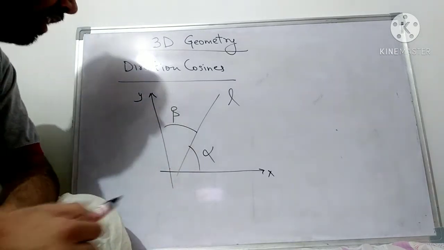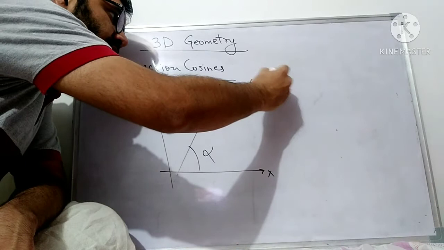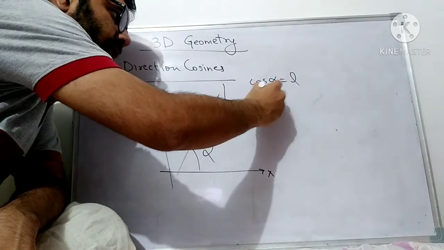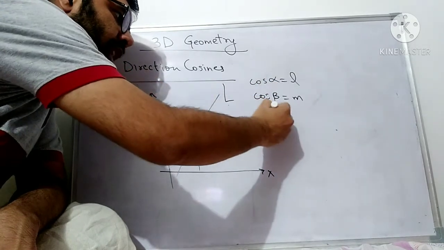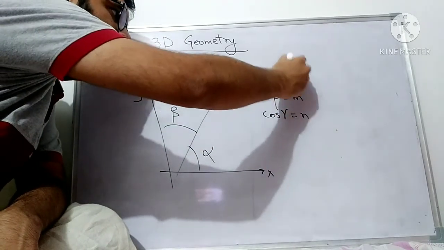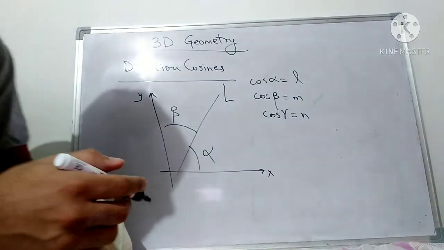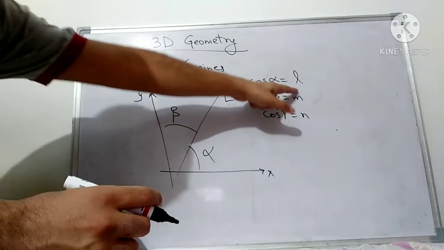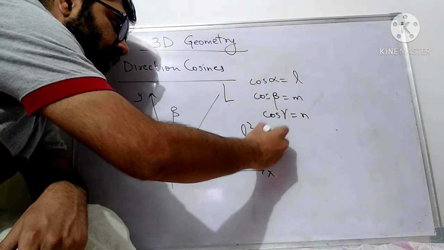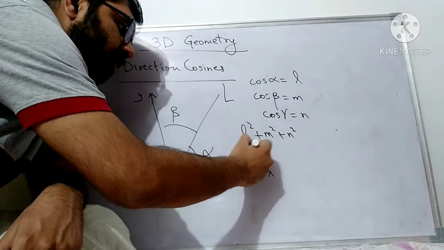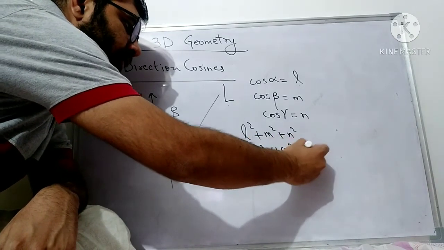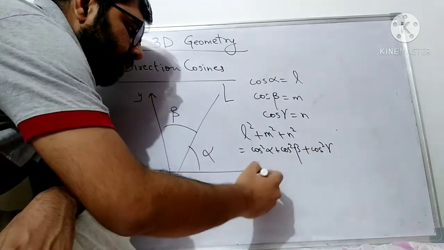So suppose this line makes angle alpha with the x-axis, beta with the y-axis, and gamma with the z-axis. In that case, suppose this line is capital L. Cos alpha will become l, cos beta will become m, and cos gamma will become n. These terms l, m and n are called the direction cosines for this line. If we take the square of these terms, l square plus m square plus n square, then l square is cos square alpha, m square is cos square beta, and n square is cos square gamma.